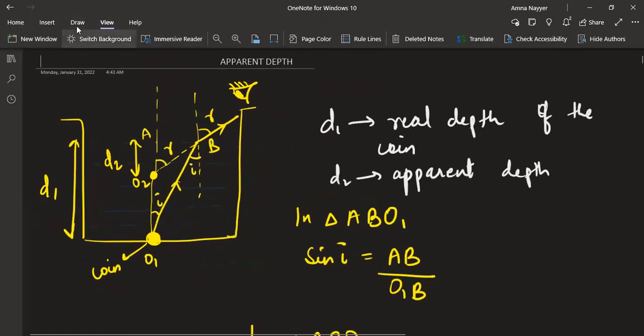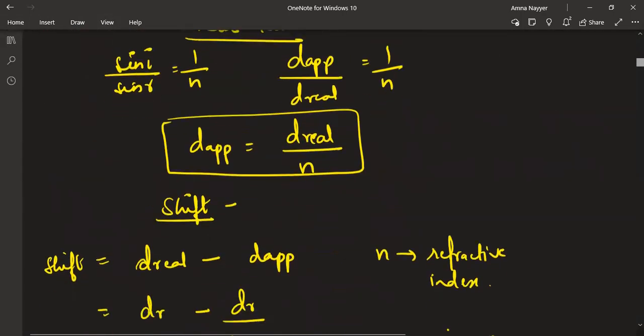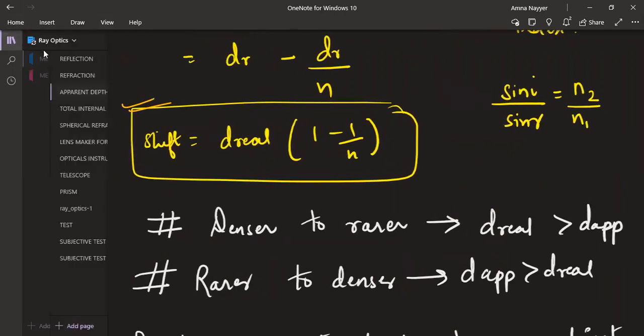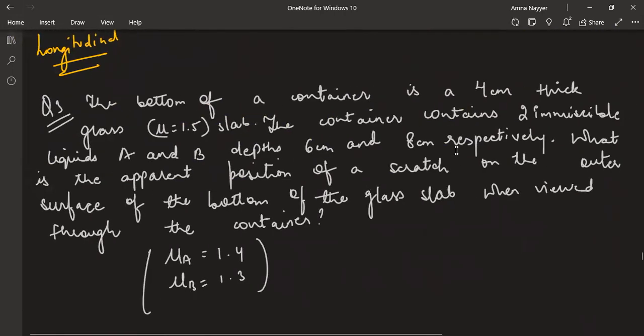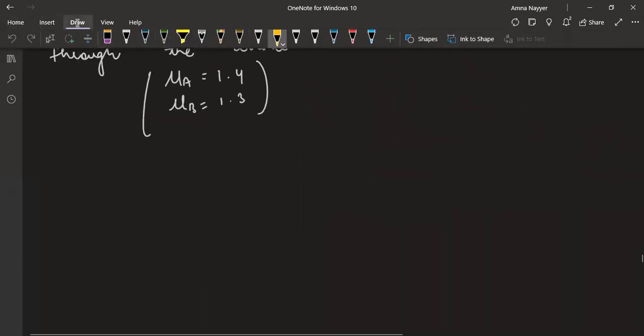So d1 by mu, which you had seen. This formula, shift: D real, 1 minus 1 by n. So this is for a single slab. If you have multiple, like here, A and B, two materials, so how do you use this? Total shift is given by this. This is a formula, remember it. This will be used in your exam solving also.